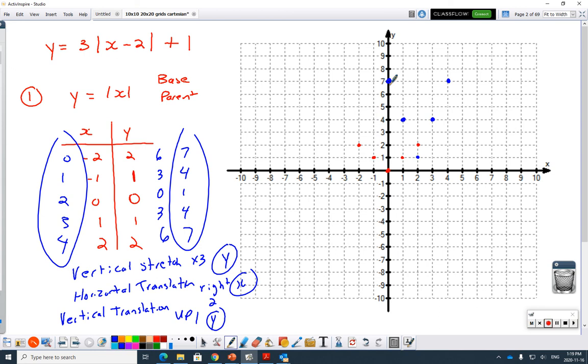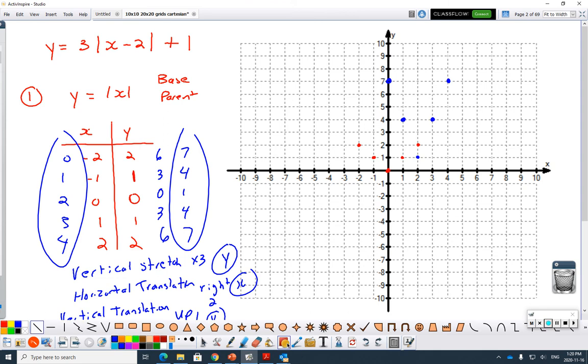You graph the points. 2, 1. 3, 4. 4, 7. 1, 4. 0, 7. You'd have enough that you go, okay, I see what's going on here. You get out your ruler, draw a straight line, and you go, oh yeah, there it is.